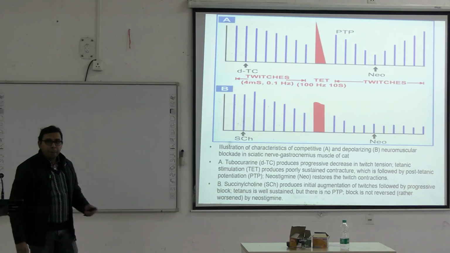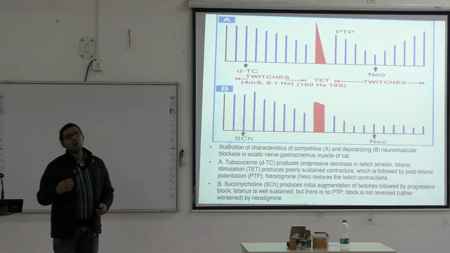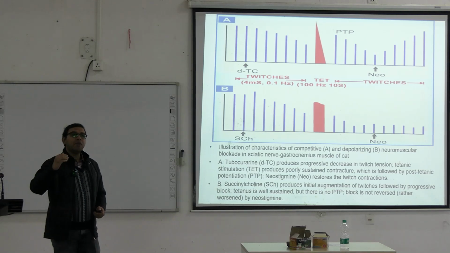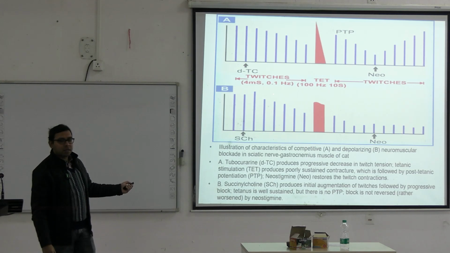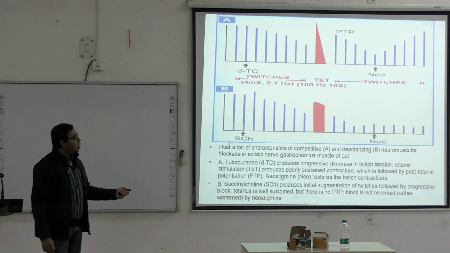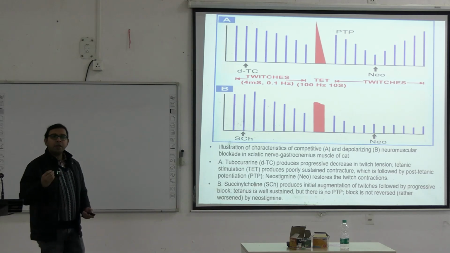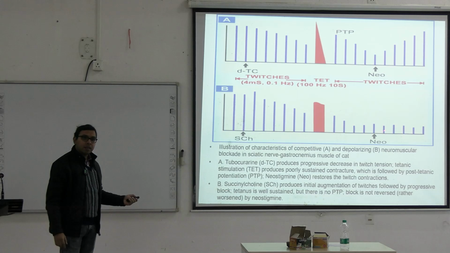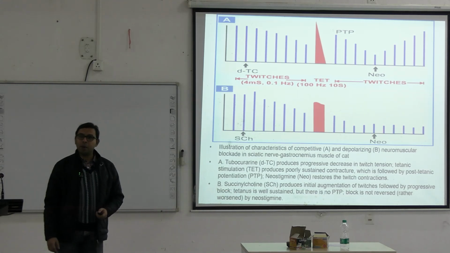But in case of the depolarizing blocker like succinylcholine, since they are depolarizing, there will be brief fasciculation and twitching of the muscle, so that there will be increase, and then it gradually decreases and paralysis happens. Again, when the tetanic stimulation is given, there will be somewhat rise of the muscle contraction, but this rise is very less and it will not be reversed by the neostigmine. So it is clear about these two.